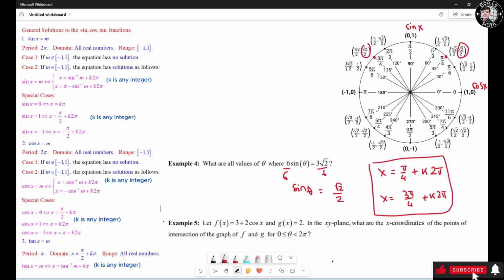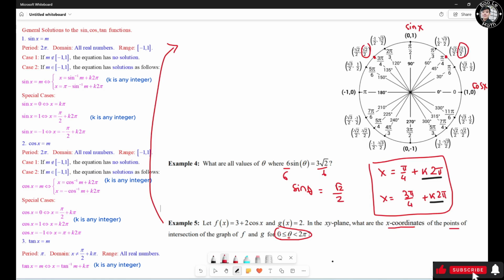Now let's take a look at example number 5. So I draw number 5 over here. Let the function f of s equals 3 plus 2 cosine s and the function g of s equals 2. Alright. In the xy plane, what are the s coordinates of the points of intersection of the graph of f and g for theta from 0 to 2 pi? So this is a restricted domain, so you no longer write something like this. You need to have specific values of the angle theta.